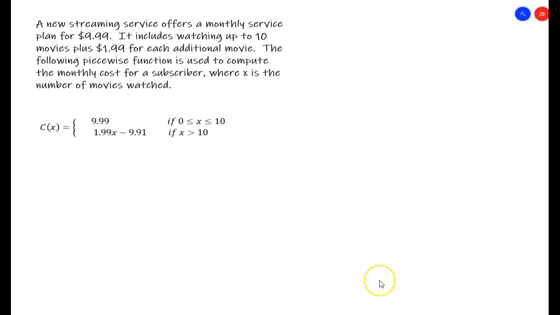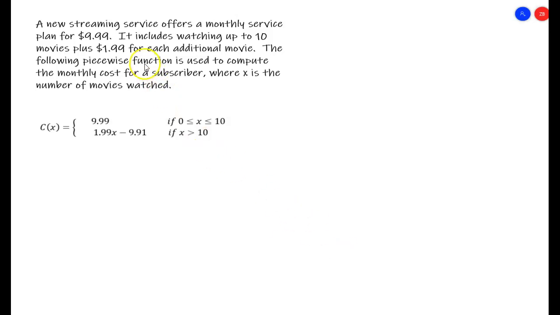Hey, this is Mr. Beckstrup, and today I wanted to talk about some functions from section 2.4. This is piecewise function, and I wanted to look at a word problem and kind of sort it out and look at a few different questions from it. So here's what it says.